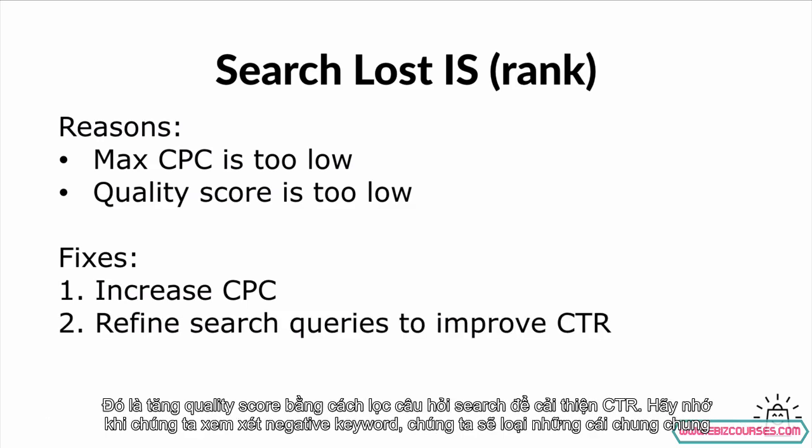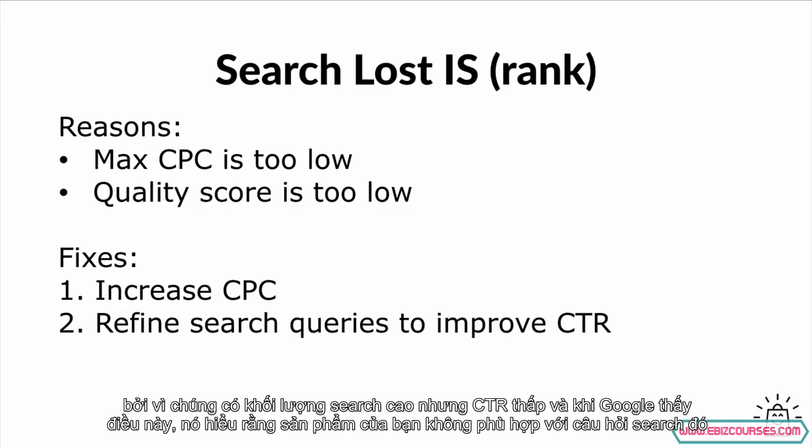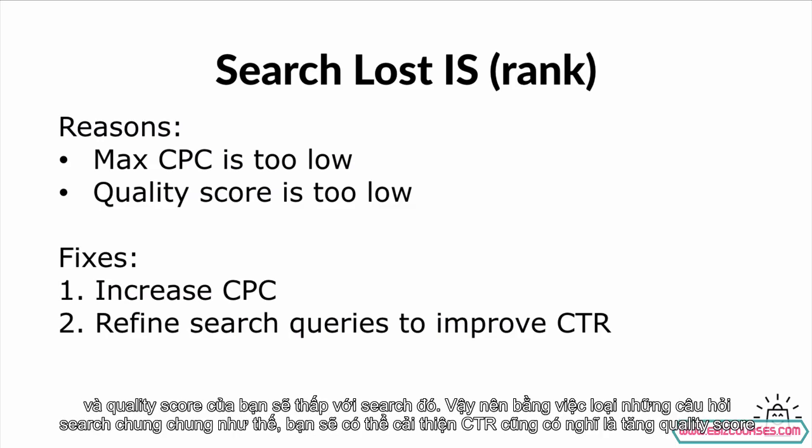We can do that by refining the search queries to improve the click-through rate. Remember that when we were looking at the negative keywords, we were excluding the very generic ones because they had a high search volume and a very low click-through rate. Whenever Google sees this, they see that your product is not a good match for that very generic search query, and your quality score will be low with that search. So by taking out these very generic search queries, you can improve your click-through rate, which in turn will improve the quality score.